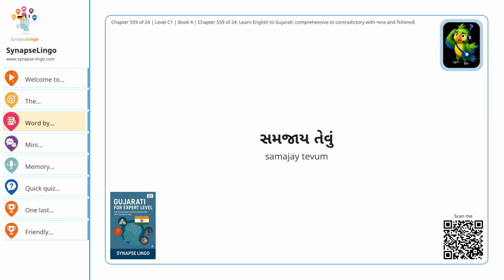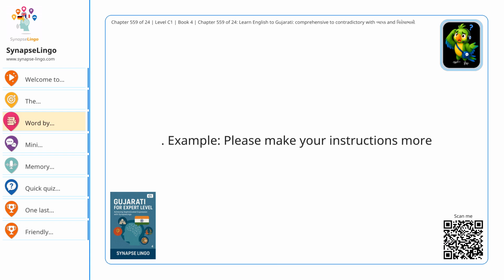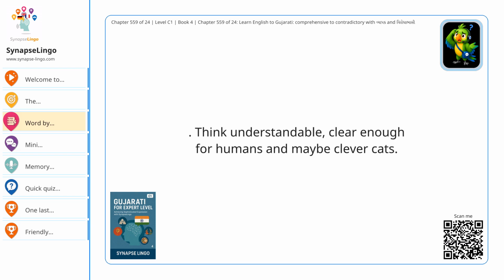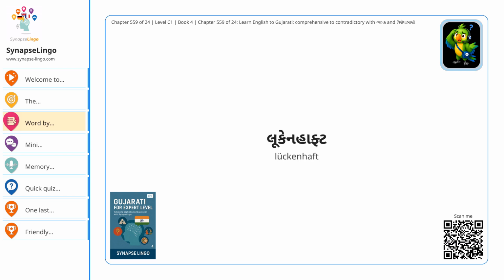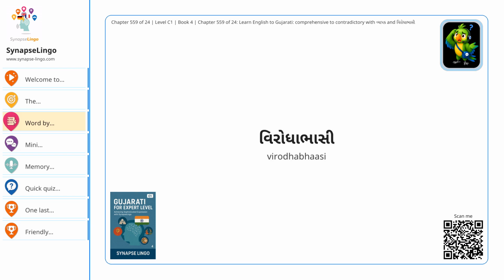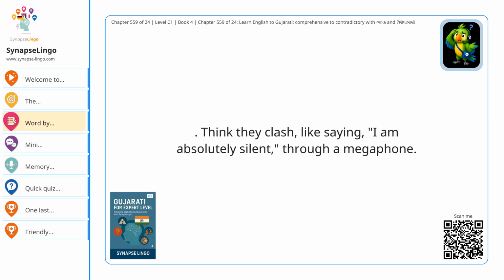Comprehensible is સમજાય તેવું. Example: please make your instructions more સમજાય તેવું. Think understandable, clear enough for humans and maybe clever cats. Incomplete is લુક એન્ડ હાફ્ટ. Example: the report is લુક એન્ડ હાફ્ટ. Think missing parts, gaps, a puzzle with suspiciously absent pieces. Contradictory is વિરોધાભાસી. Example: his two statements were વિરોધાભાસી. Think they clash, like saying, I am absolutely silent, through a megaphone.